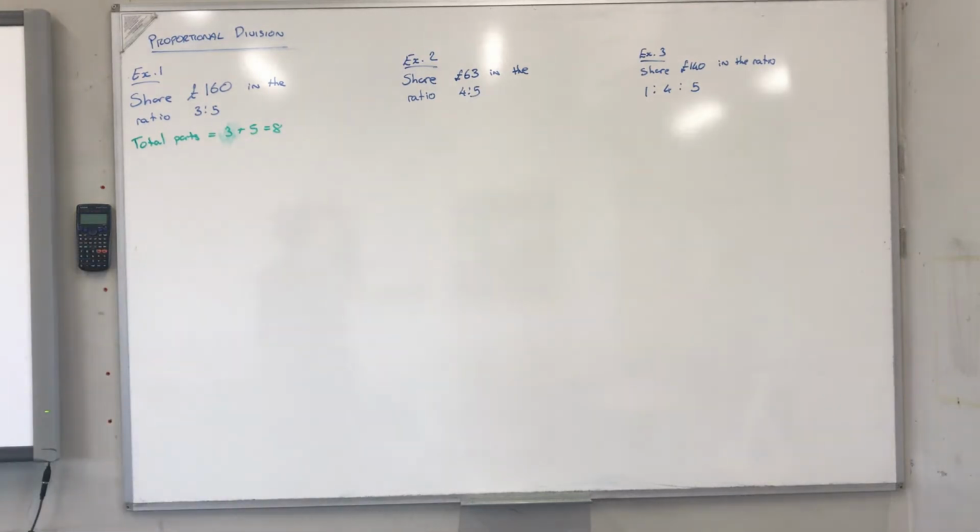So if you think about 3 plus 5, or the ratio parts, adding together to give you the total number of parts within the 160 pounds. Imagine we're now going to split that 160 pounds into 8 different parts, and then we can easily share it between the people that we wanted to share in this ratio. We're going to do that by finding out what one part is, and it's going to be 160 divided by 8.